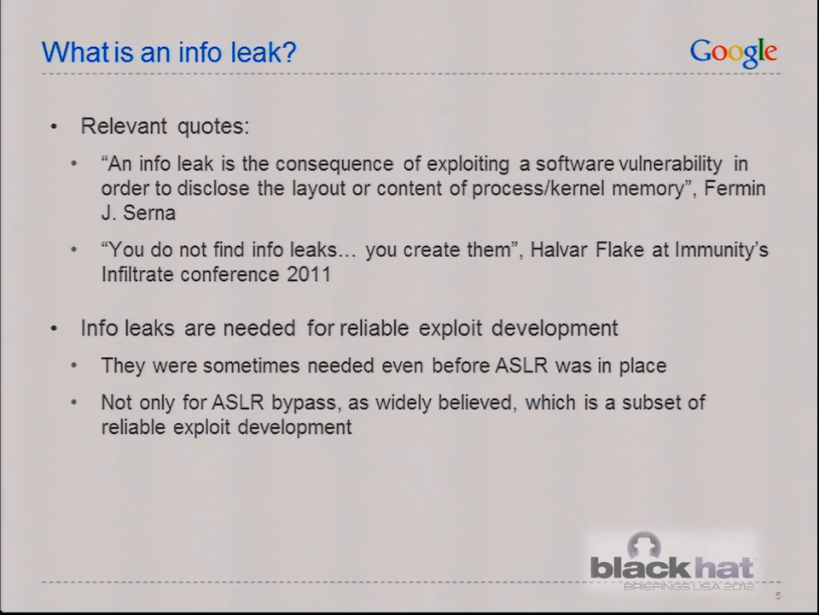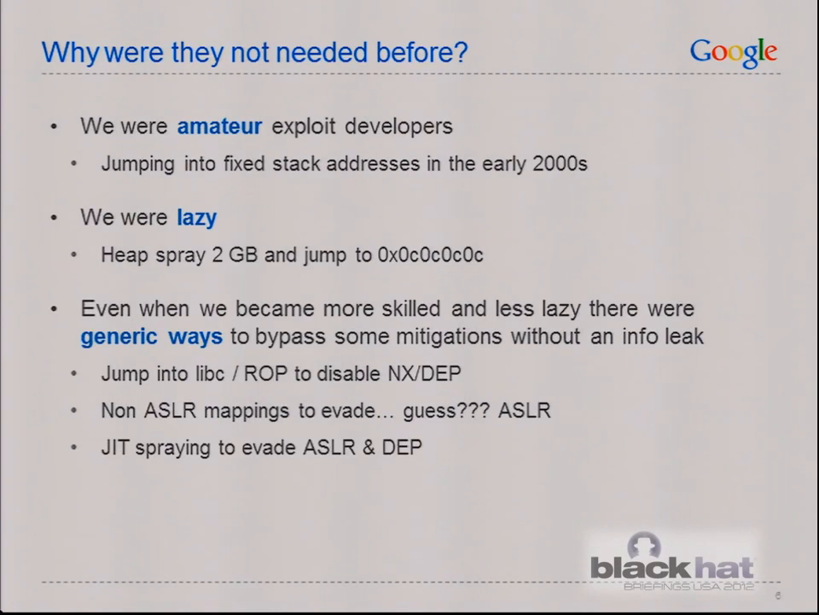Because back in the days where ASLR was not present, infoleaks were used for reliable exploitation, for locating your shellcode or something like that. Why were they not needed before? Because back in the 2000s, we were amateur exploit developers, hardcoding addresses on the stack. Who remembers the get_sp C snippet of code, where it was getting the stack pointer and you used that remotely? If you did it right now, I would probably chuckle.